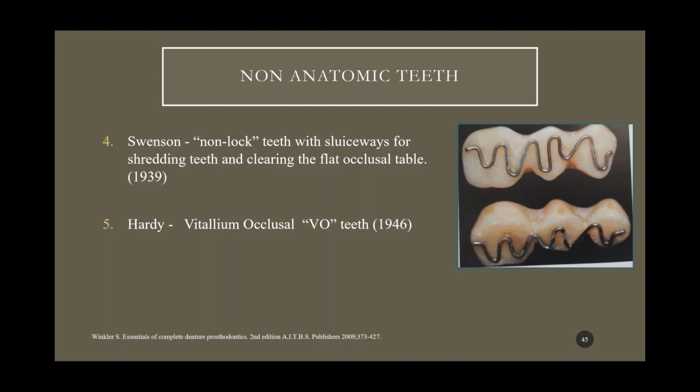Then in 1946, Hardy designed Vitalium occlusal, or VO, teeth. These were non-anatomic teeth which contained metal inserts in the occlusal surface. The two premolars and the first molar were joined together, but with a separation buccally. The Vitalium ribbon was embedded onto the occlusal surface in a zigzag manner, slightly raised from the surface of the resin. The contact of the upper and lower teeth was on this metal ribbon, which improved the cutting efficiency.